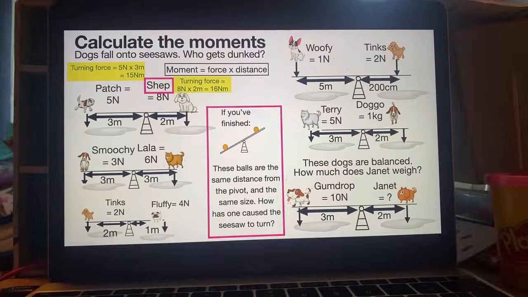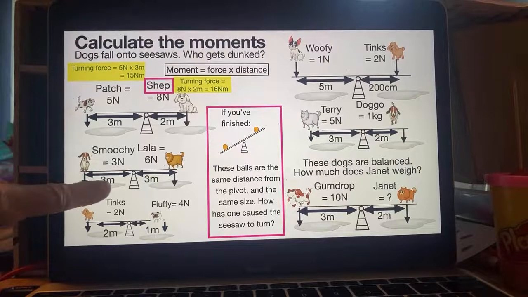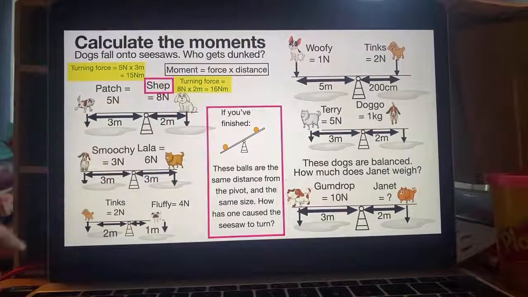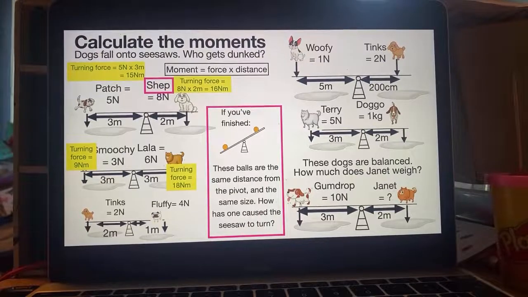All right, so Smoochie and Lala, you could probably see straight away, a lot of you, that if the distances are the same and one weighs more, then it's going to move in the clockwise direction. But I wouldn't ever do that. If you're in an exam, always write down your working. So Smoochie, it's the force times the distance, which is 3 times 3, which is 9 newton meters. And Lala, in the clockwise direction, it's 6 newton times 3 meters, which is 18 newton meters. So it was Lala that was getting dunked.